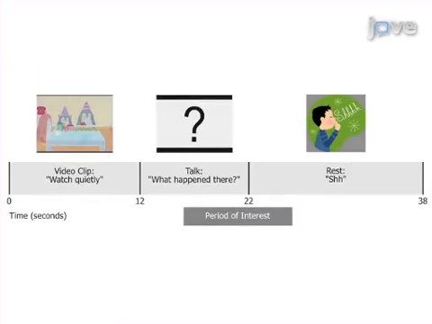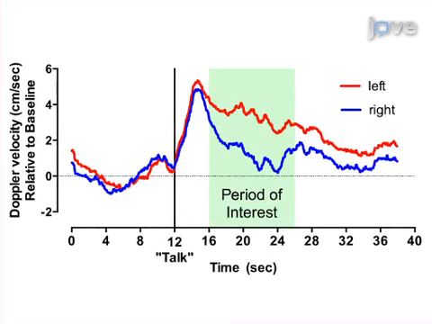The second step of the procedure is to monitor blood flow while the participant performs a language task. The third step of the procedure is to extract the average Doppler signal from the left and right hemispheres over a period of interest in which the language task was performed.